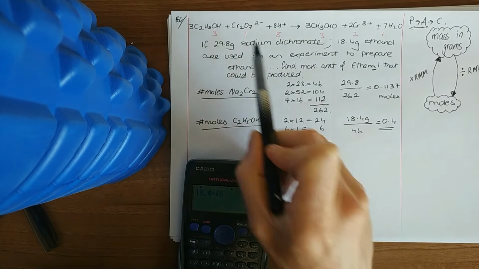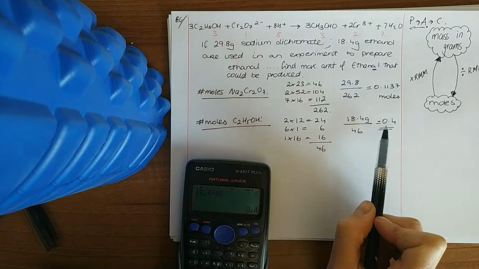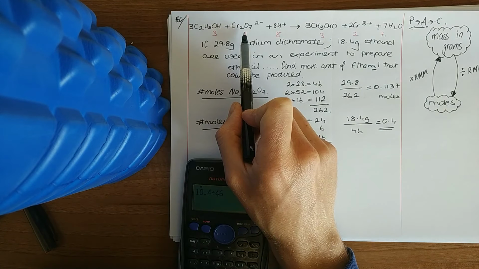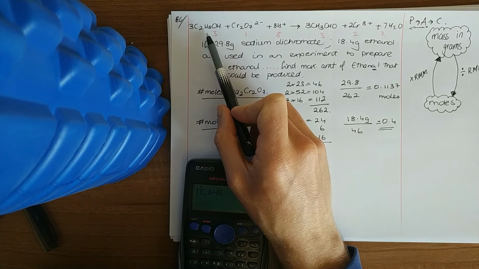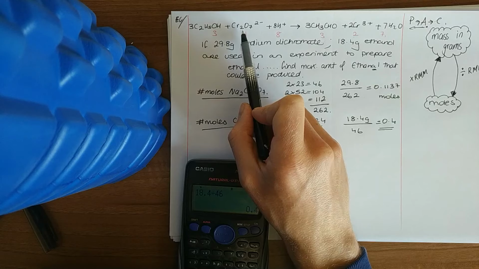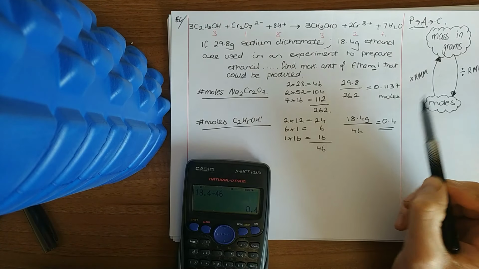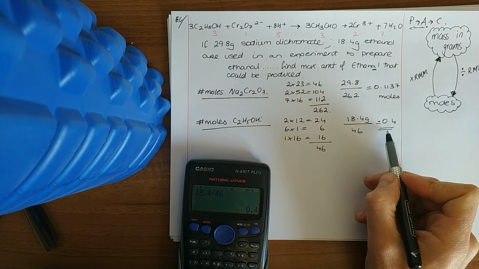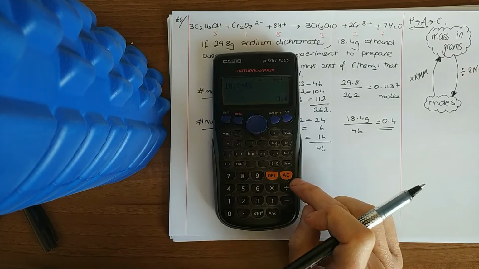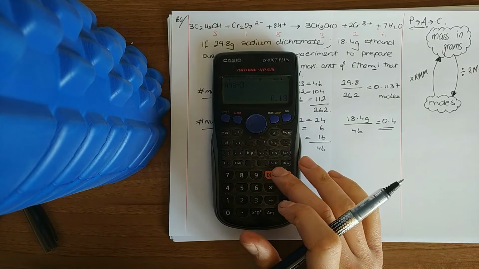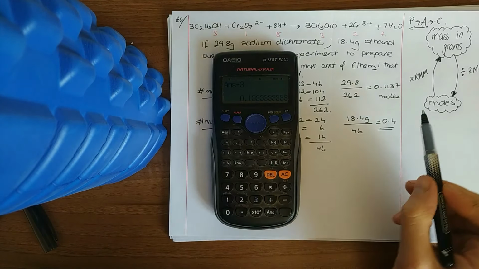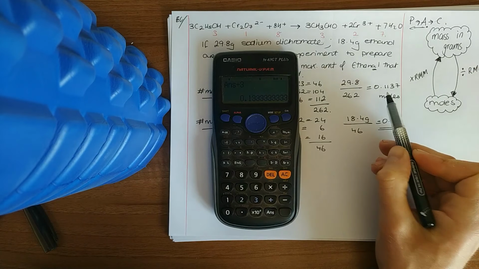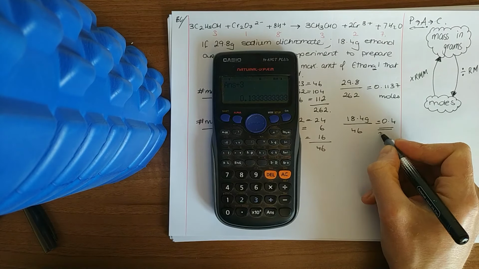You've got to look at the ratio, and the 0.4 links to here, or sorry, for here. Well, your 0.1137 links to this. So I can either divide this by 3. I'm going to do that. I get 0.133, which is actually more than this. So this is an excess.